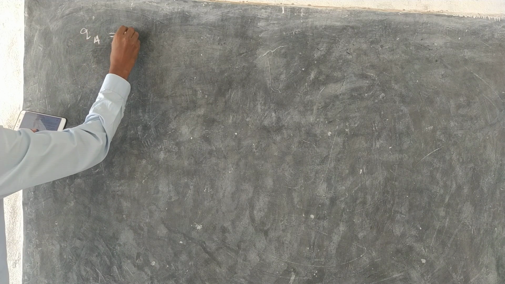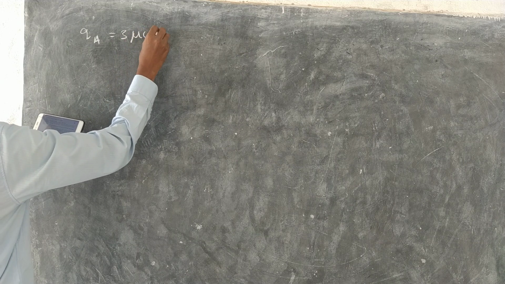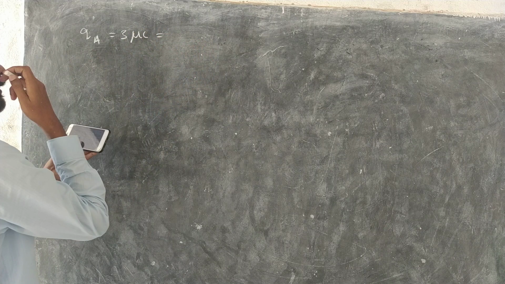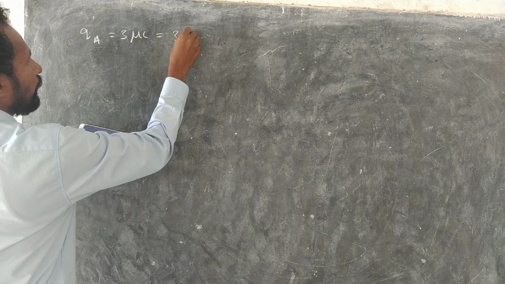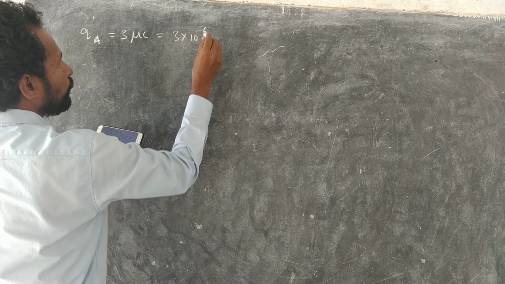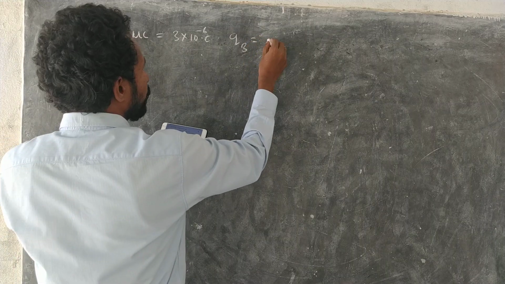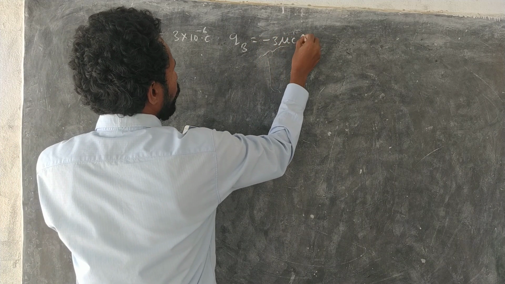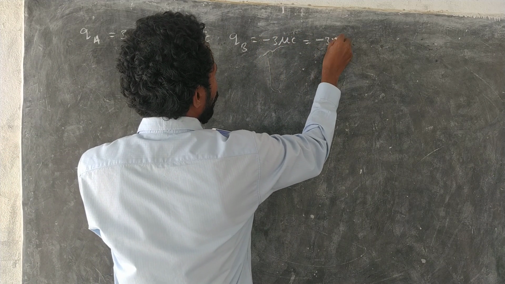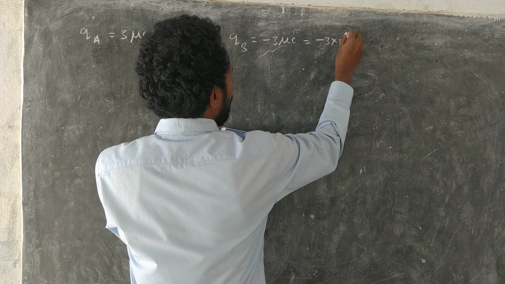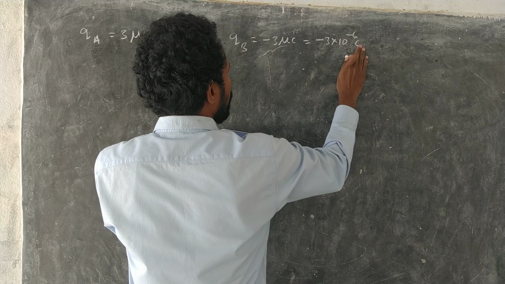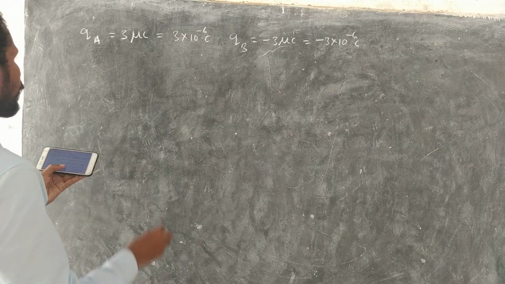This is equal to 3 microcoulomb. Micro means 10 power minus 6. So 3 into 10 power minus 6 coulomb. And next QB is given as a negative charge. This is minus 3 microcoulomb, that is minus 3 into 10 power minus 6 coulomb. Clear.